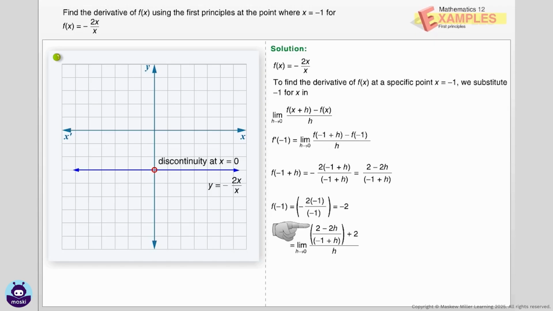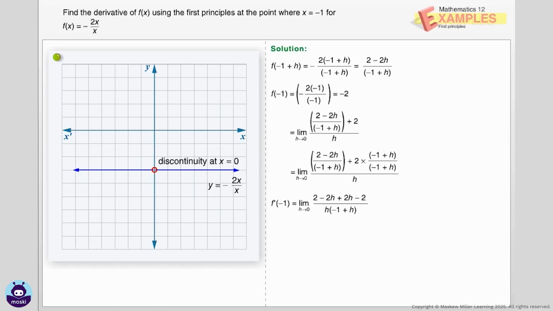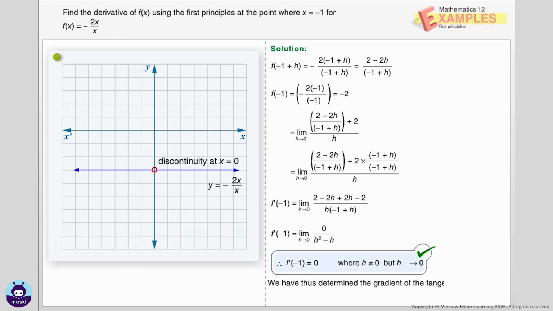expression in the numerator. The two fractions can be added by taking the LCM of the denominators. Simplifying the numerator, we get f dashed -1 equals limit of 0 over h square minus h as h tends to 0. Therefore, f dashed -1 equals 0. We have thus determined the gradient of the tangent to the function f of x equals -2x over x at the point -1, f of -1.